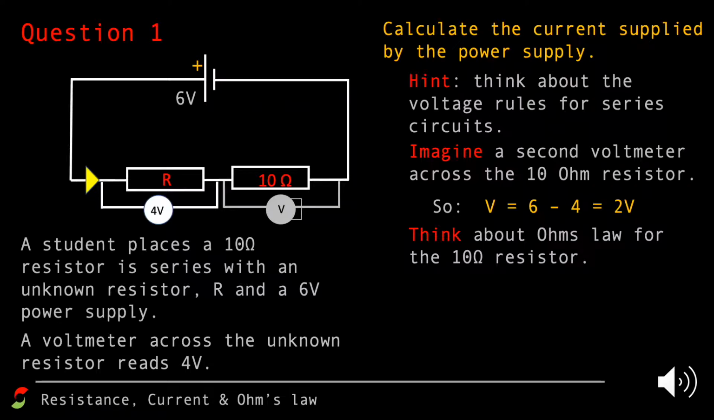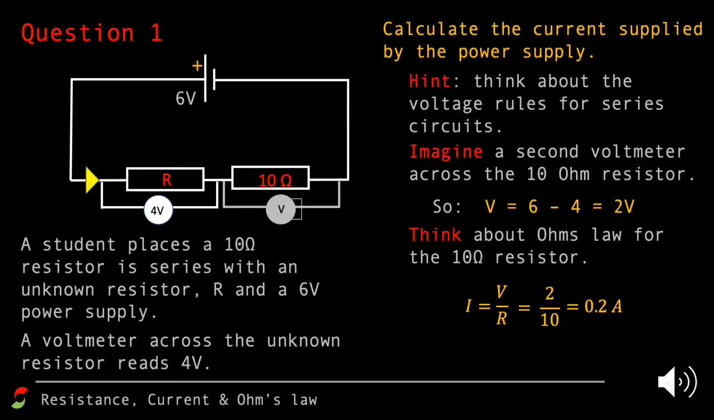So really what you've got to think about is I've got to apply Ohm's law for the 10 ohm resistor. So what's the potential across the 10 ohm resistor? What's the resistance of the 10 ohm resistor? That will tell you the current flowing through the 10 ohm resistor. So the current flowing through the 10 ohm resistor is 0.2 of an amp. That's not quite answering the question yet.